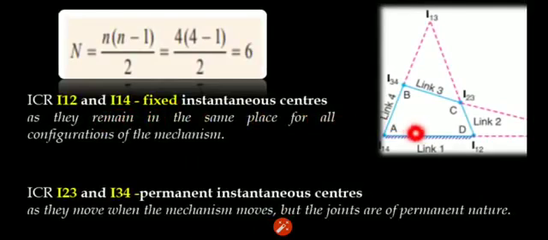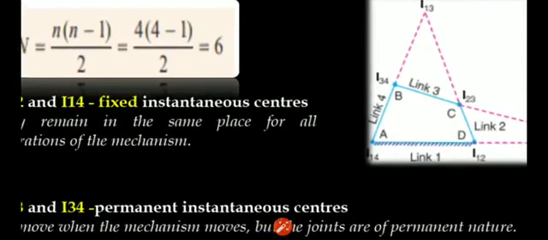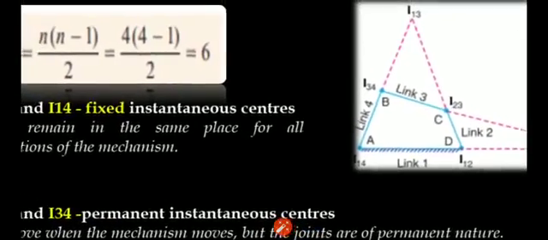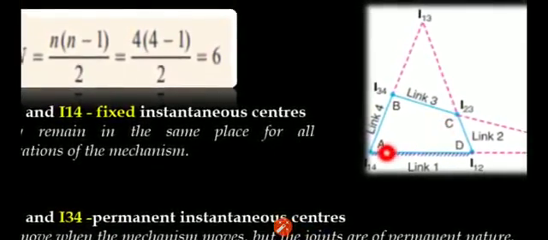These are at pin joints. Link number 1 and 2 are connected at point D, so I12 is a fixed instantaneous center. Similarly, link number 1 and 4 have a pin joint at I14, so it is also a fixed instantaneous center.